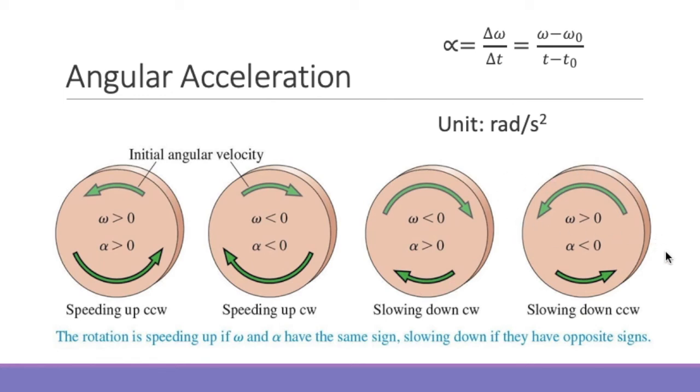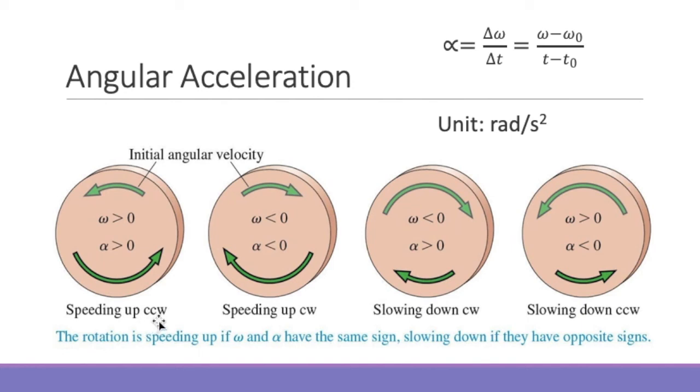Now this image is just showing that, similar to linear acceleration and velocity, the signs of the angular acceleration and angular velocity determine whether the rotation is speeding up for the object or slowing down. So if they have the same sign, then the rotation is speeding up, but it's slowing down if they have opposite signs.